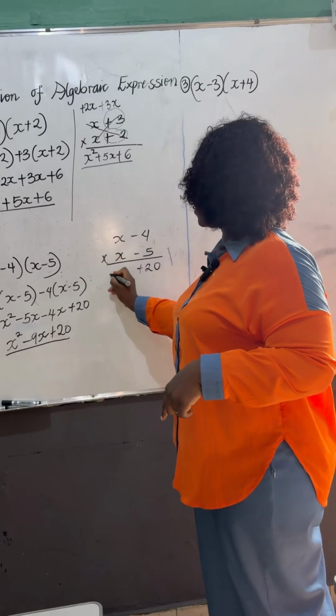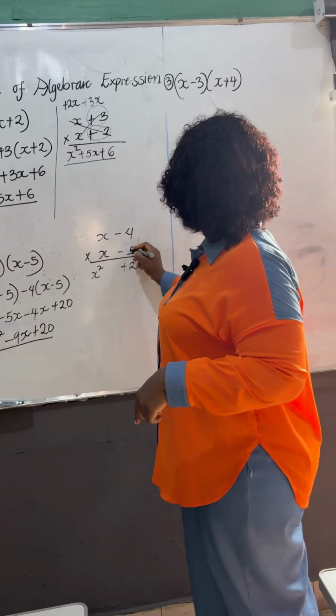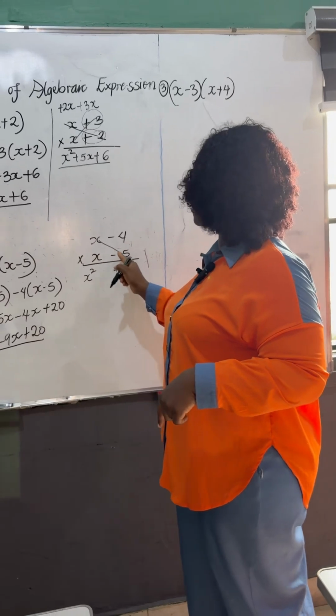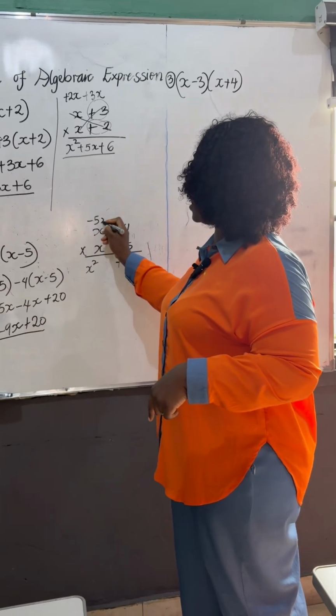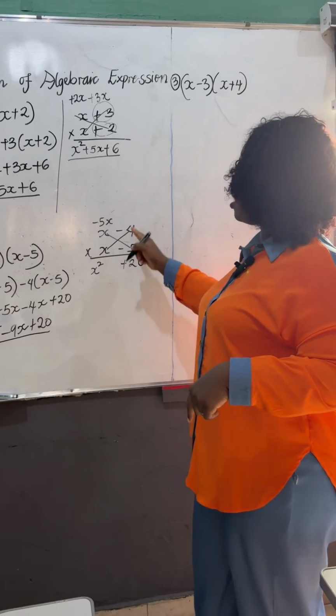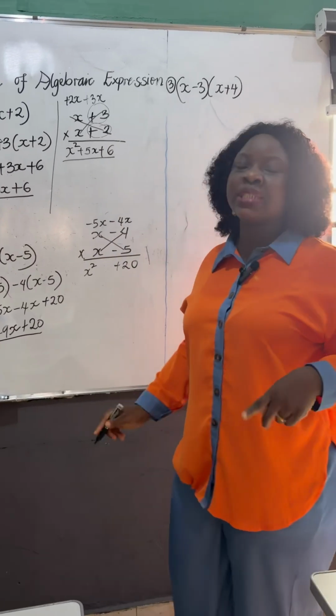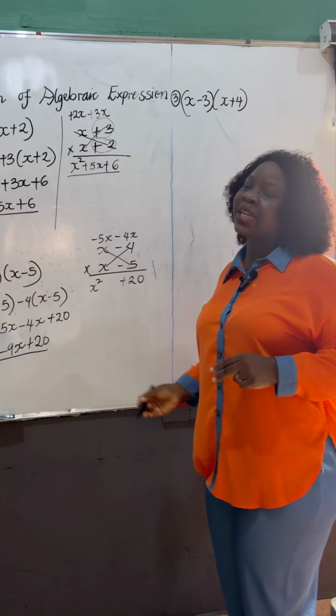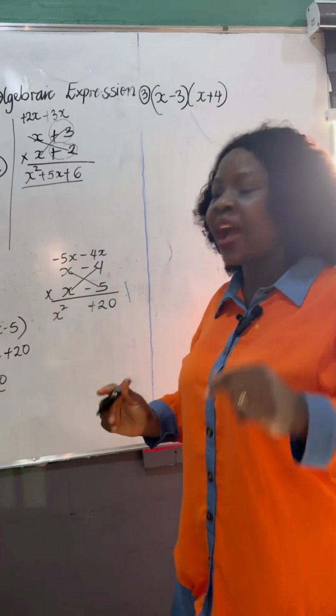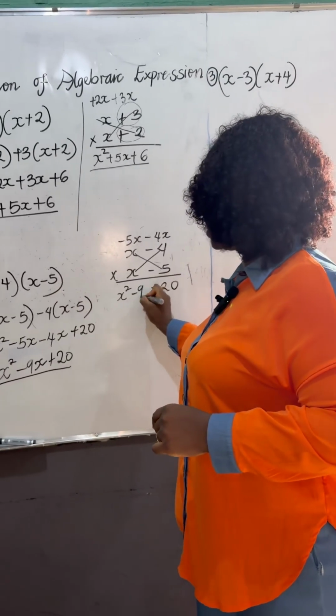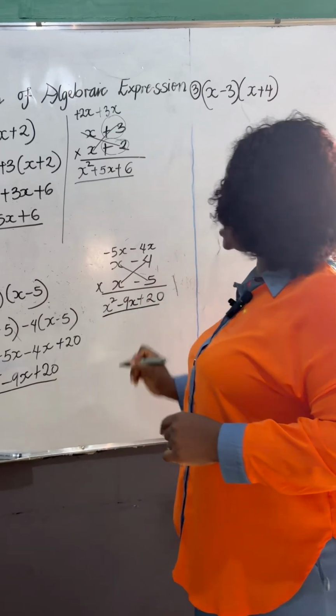x times x will give me x squared. Then from here we'll go minus 5 times x will give me minus 5x, and minus 4 times x will also give me minus 4x. Remember we say when the signs are the same, you add and still have the same sign. So this gives me minus 9x. And that is the answer.